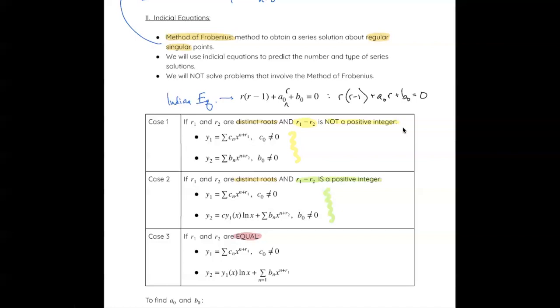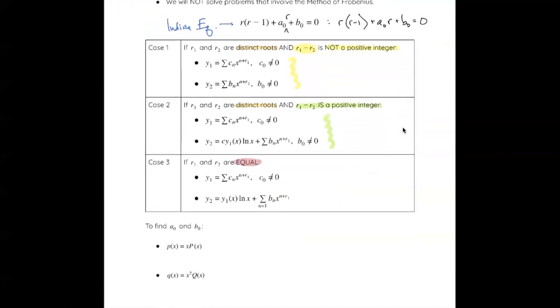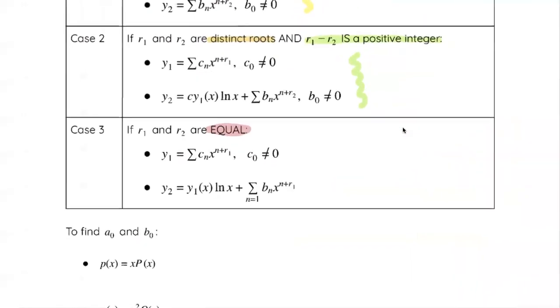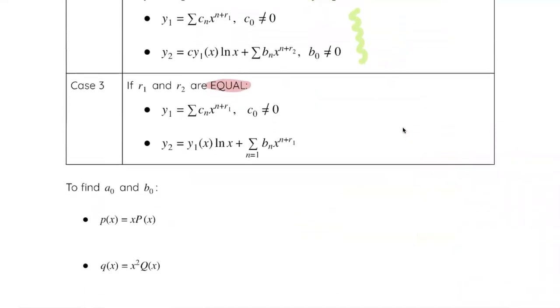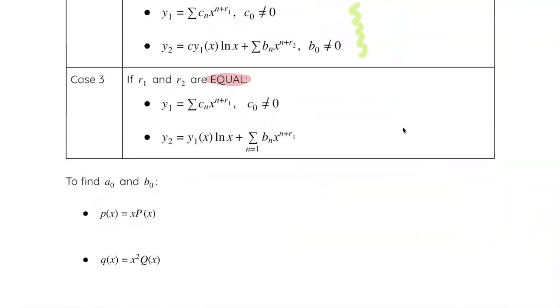So these three solutions, we'll look at them a little bit more deeply when we take a look at our questions in just a little bit. But one question you might be asking yourself is, okay, well then how do I find a sub 0 and b sub 0? And that's a super valid question. We should be asking ourselves that question, right?